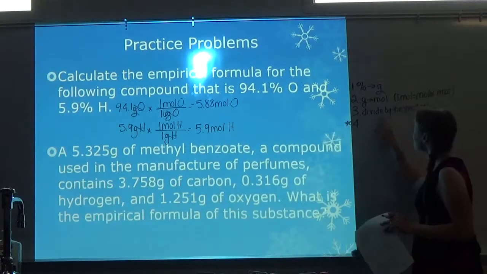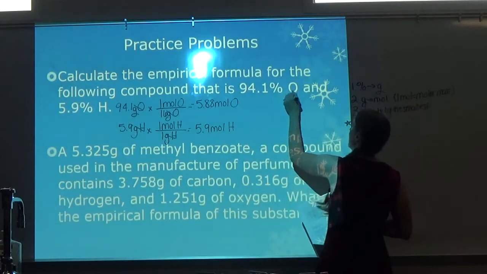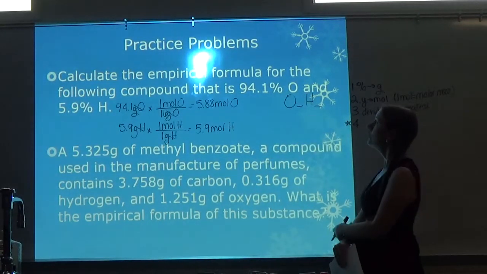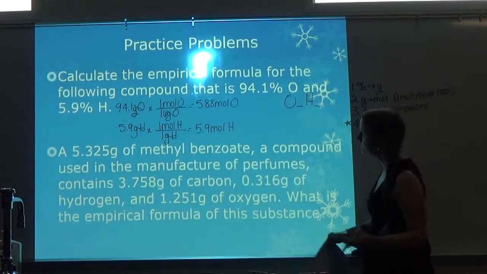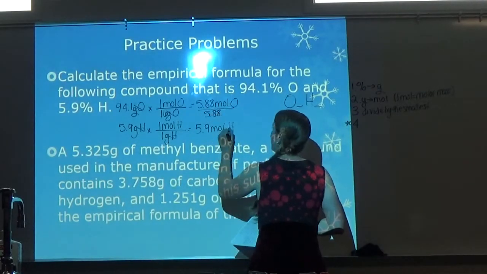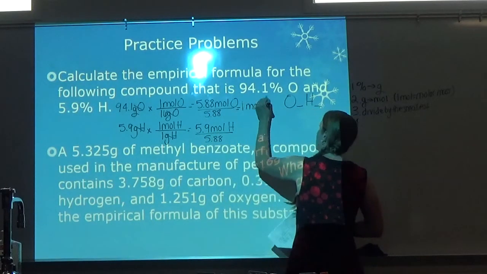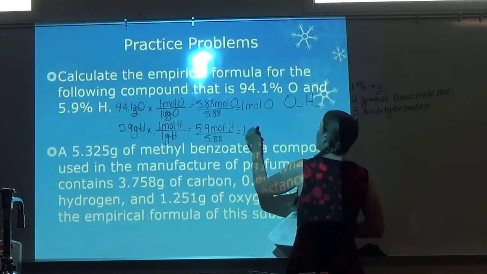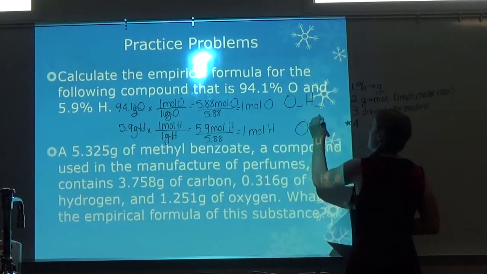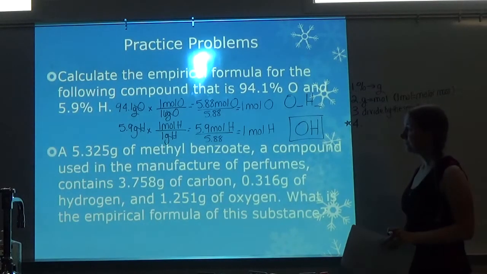My next step, of course, is to divide by the smallest, because right now you might be tempted to say, oh, because remember, we're trying to figure out the subscripts, you might be tempted to say it's O6H6. But we need to divide by the smallest. So the smallest is 5.88. When we divide, we get 1 for oxygen and 1 for hydrogen. Since they're both 1, no subscripts necessary. It's just OH, just like that.